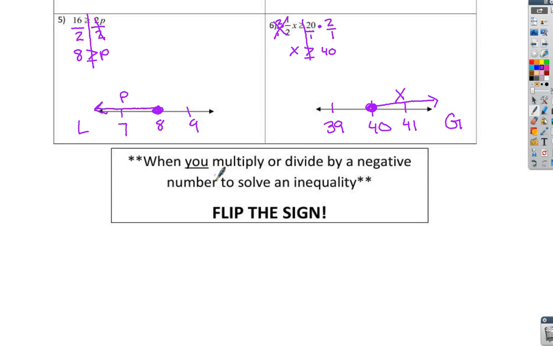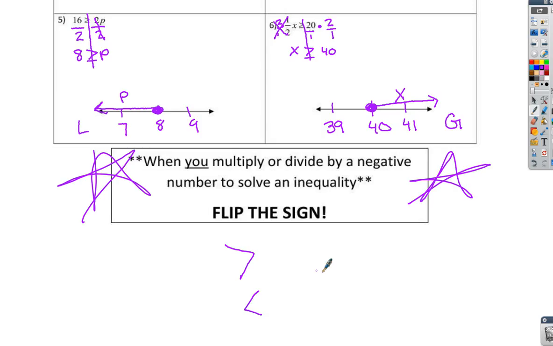Now there's an important thing down here at the bottom of your notes I want to talk about, is when you multiply or divide by a negative number to solve an inequality, you have to flip the sign. So put big stars next to this, you need to remember it. When you multiply or divide a negative number to solve an inequality, you have to flip the inequality sign. So you have to flip these signs. So if it was this way, you'd have to flip it this way. If we had an equal to sign, we'd have to flip it this way if we were multiplying or dividing by a negative number.